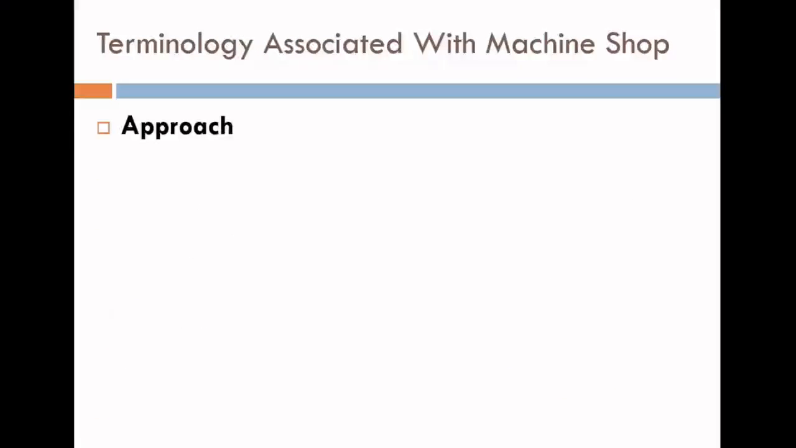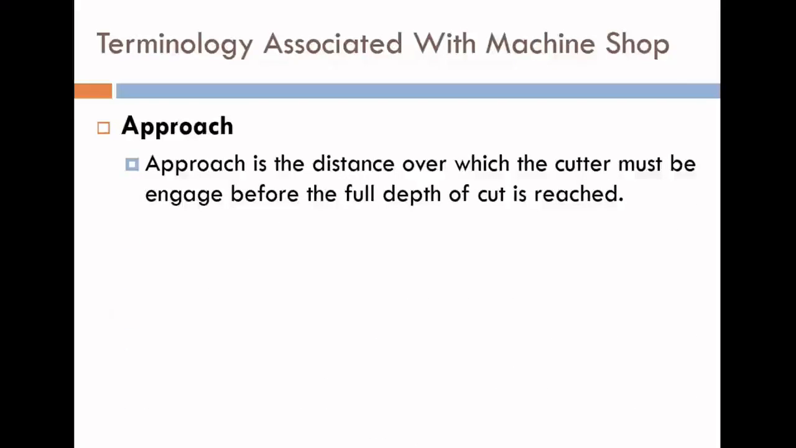The next terminology is approach. Approach is the distance over which the cutter must be engaged before the full depth of cut is reached. Before starting the cut, the tool is placed somewhat away from the starting point. Let's see with the figure. The tool is away from the starting point.